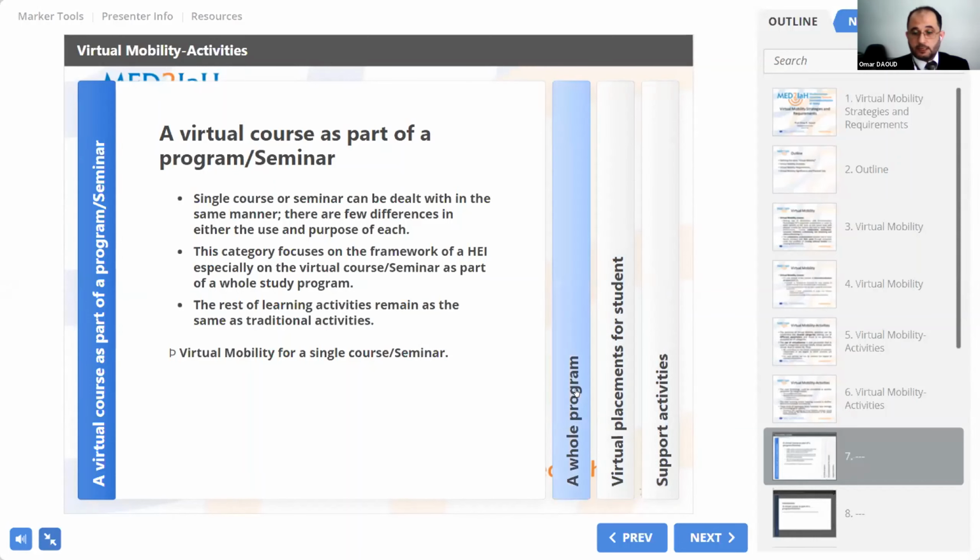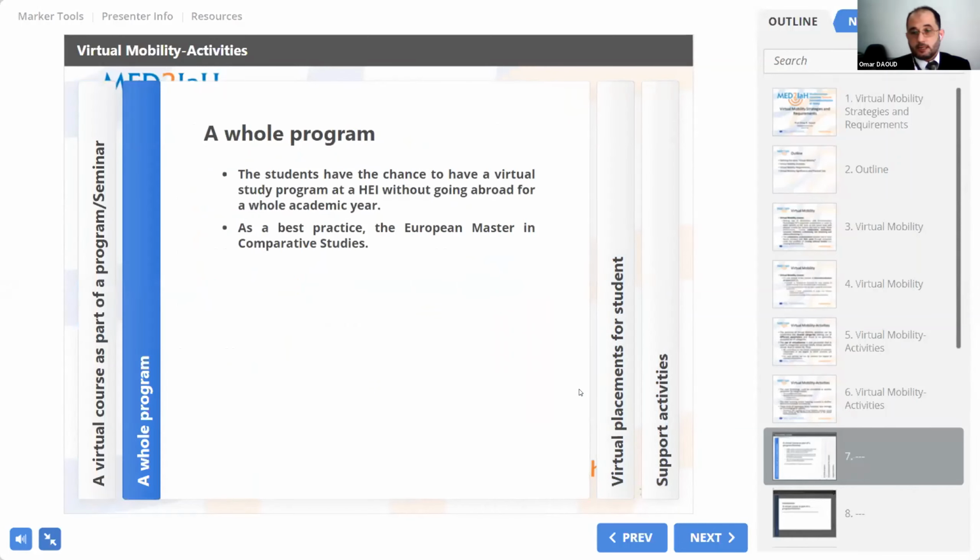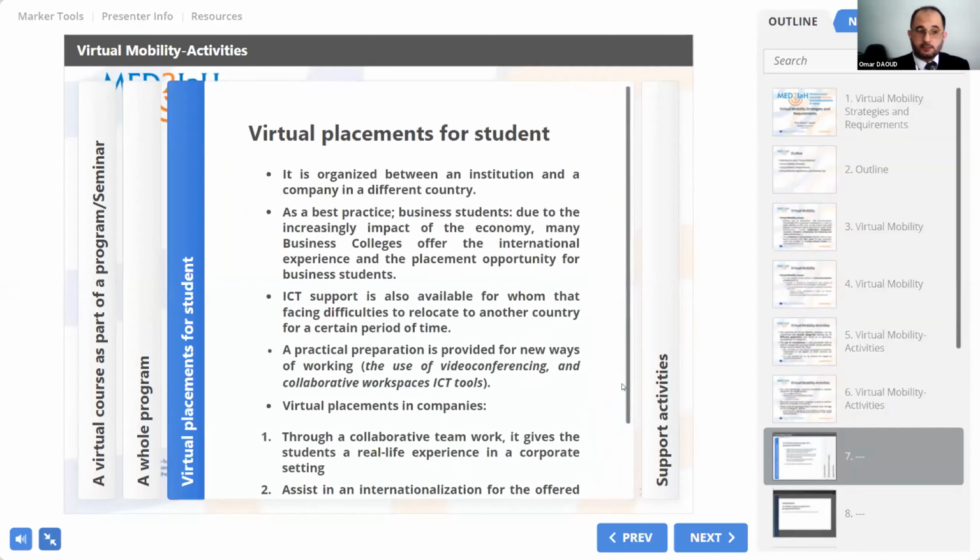The second one is about the whole program. With the whole program, students have the chance to have a virtual study program at a higher education institution without going abroad for a whole academic year, or as a best practice, the European Masters in Comparative Studies. The third one is the virtual placement for students. The virtual placement is organized between two or more different institutions in different countries.